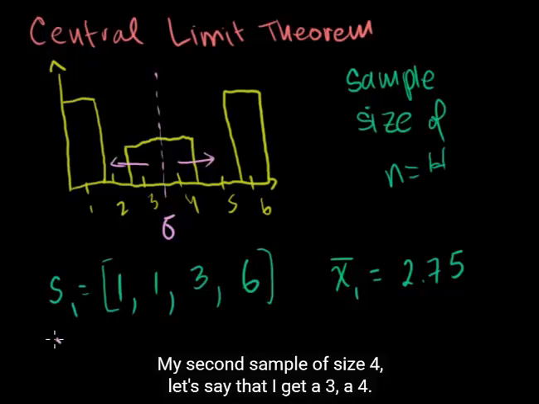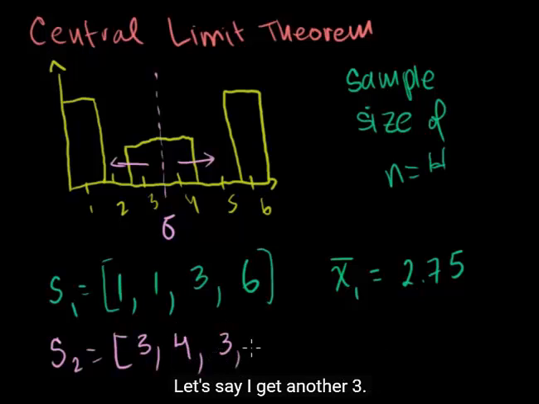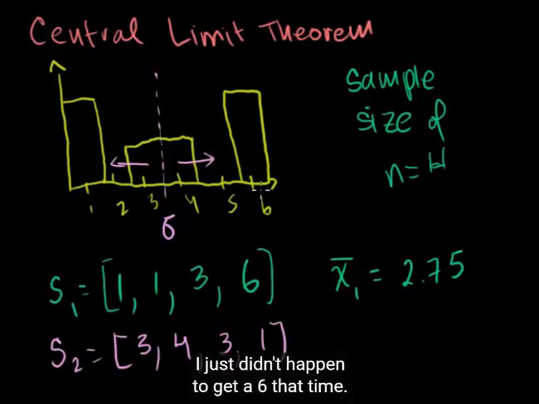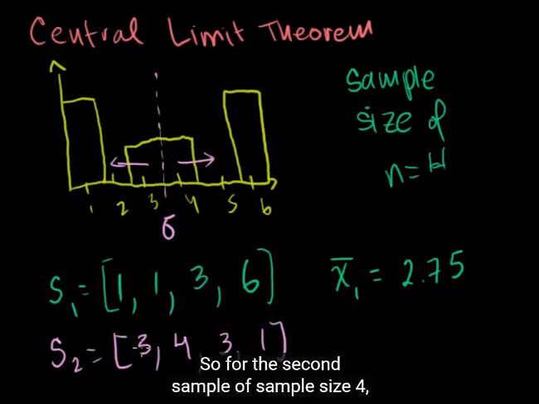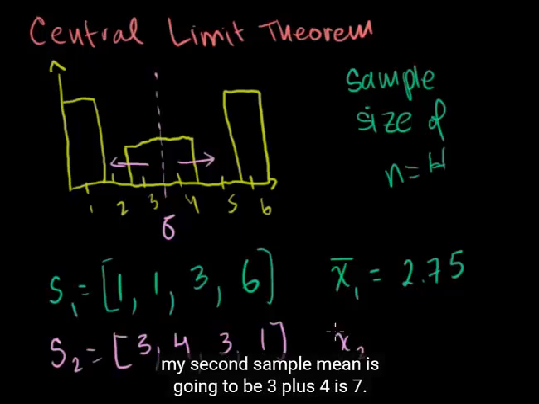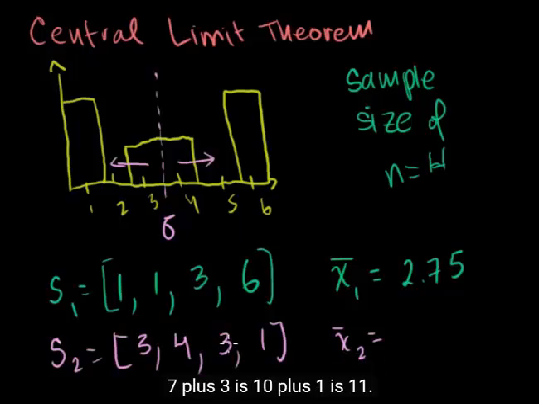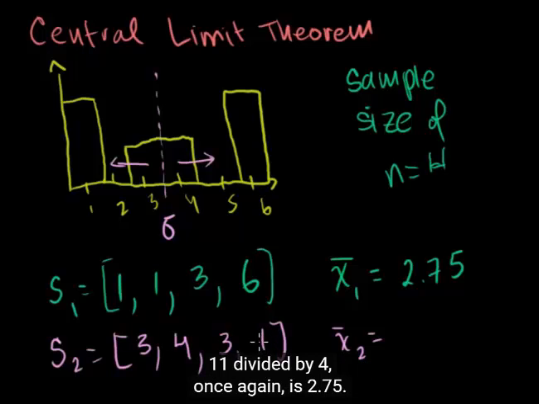Let me do another one. My second sample of size 4, let's say that I get a 3, 4, let's say I get another 3, and let's say I get a 1. I just didn't happen to get a 6 that time. And notice, I can't get a 2 or a 5. It's impossible for this distribution. The chance of getting a 2 or 5 is 0, so I can't have any 2s or 5s over here. So for the second sample of sample size 4, my second sample mean is going to be 3 plus 4 is 7. 7 plus 3 is 10. Plus 1 is 11. 11 divided by 4, once again, is 2.75.